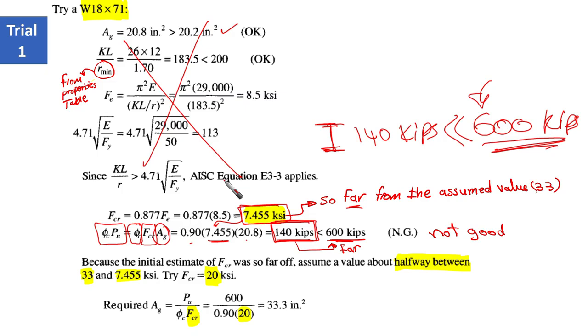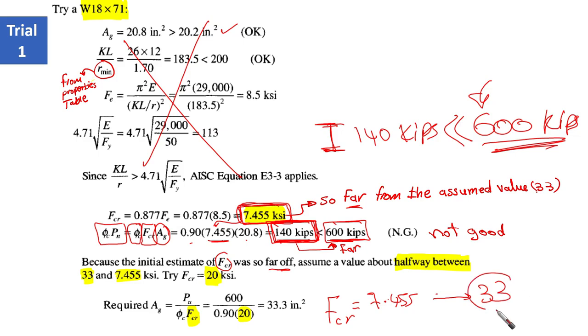Okay, there is a hint here. Our calculated FCR is so far from the 33, right? This is why you're going to find that the strength here is so much less than the required ultimate strength, because the initial estimate of FCR was so far off. In this way, we need to assume a value in between. So now we have 7.455 for FCR.